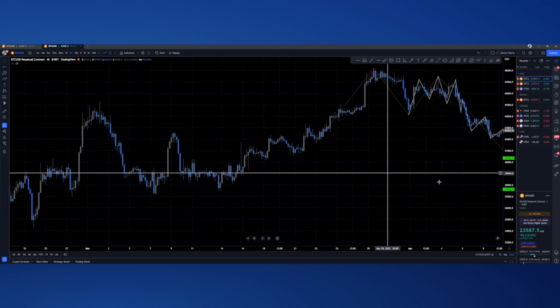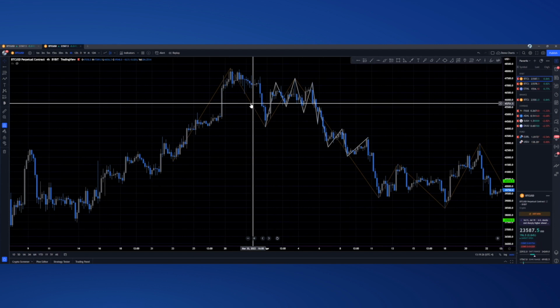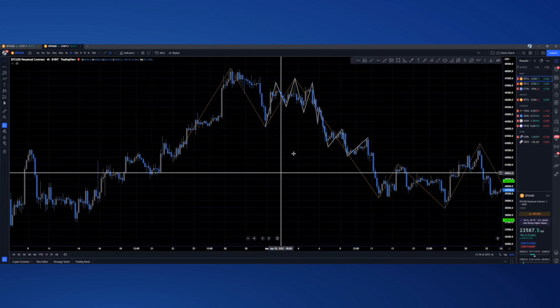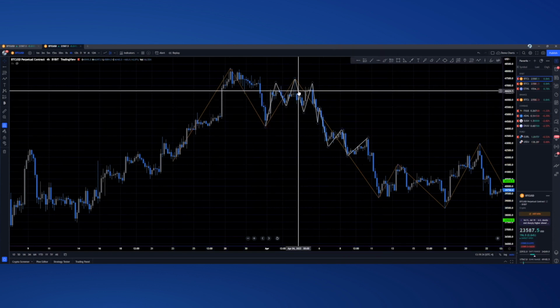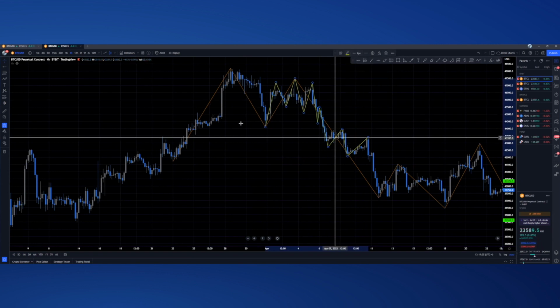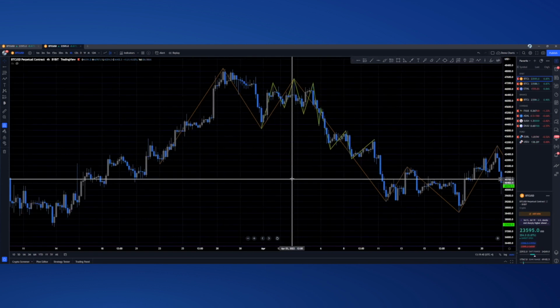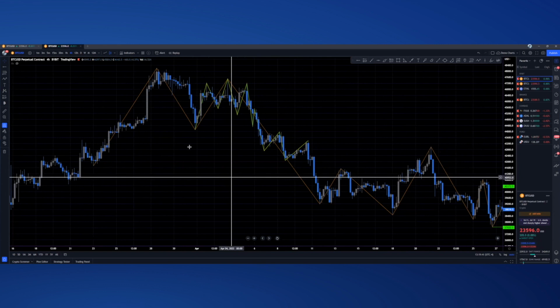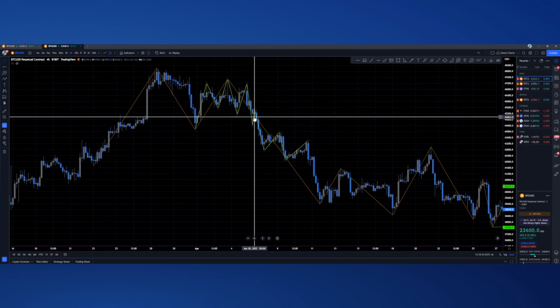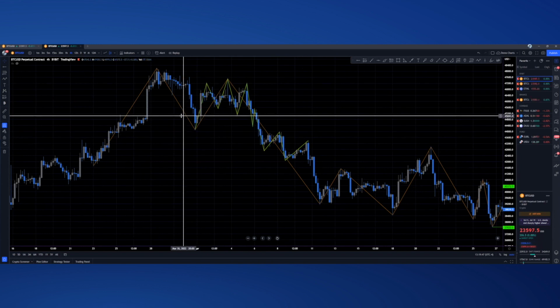Okay, so we have our orange one. I'm going to make this a little brighter because it is a little dim. And then we have, I'll change this one. I don't know why that white is so hard to see. There we go. So we have the orange as our major structure, and then we have this green in here as our internal structure, okay?